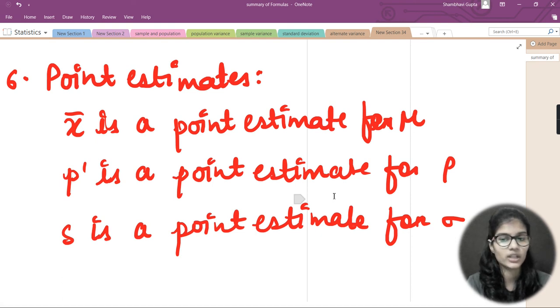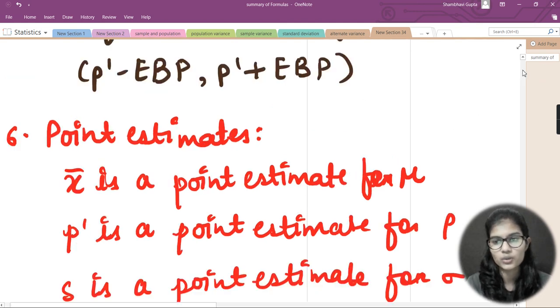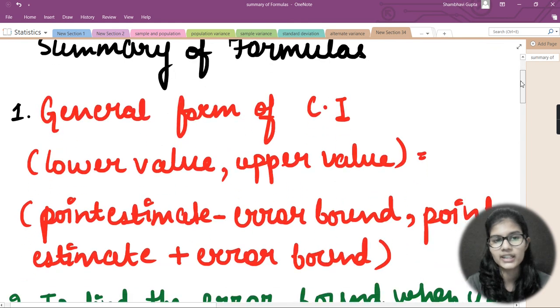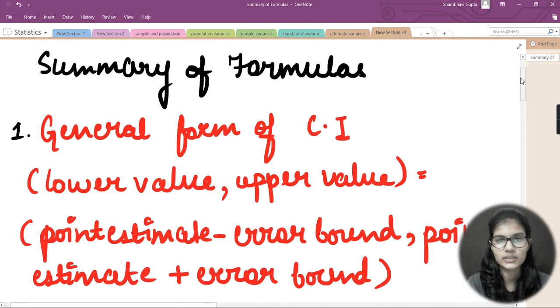And after that I have point estimates, right? So x bar is a point estimate for mu, p dash is a point estimate for rho, and s is a point estimate for sigma. So these were the point estimates that we were having here, right? So basically these were all the formulas, a quick summary regarding the topic of confidence intervals.